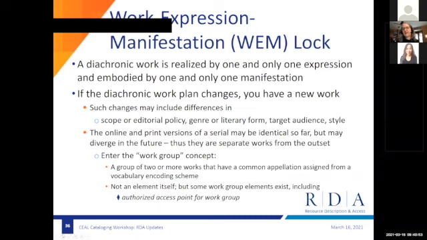That's great, fine, but our users want to know that these things are related. So how do we bring these together in our catalogs? RDA has introduced a work group concept. This is a group of two or more works that have a common appellation assigned from a vocabulary encoding scheme, or what you might think of as an authorized access point. It's not an element itself, but some work group elements exist, including, as I mentioned, the authorized access point for work group. You could assign these to each one of them and then use that access point to bring them together in the catalog. Next slide, please.